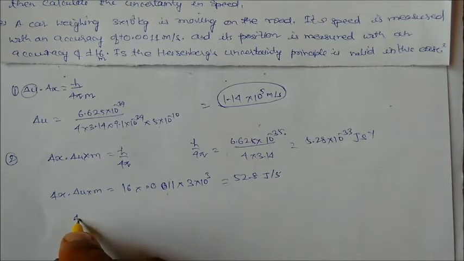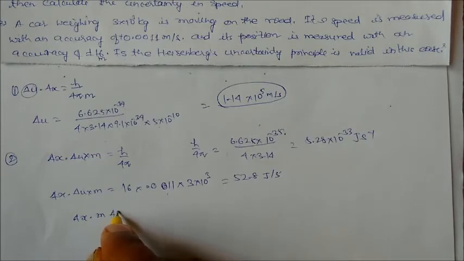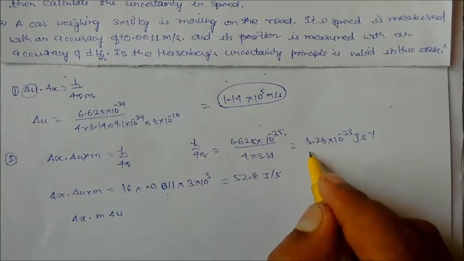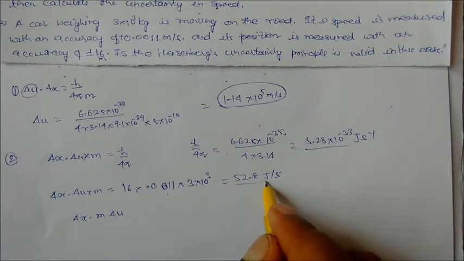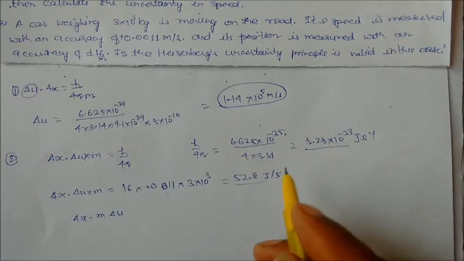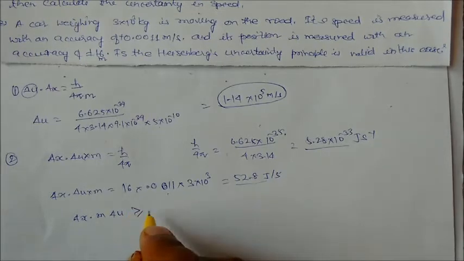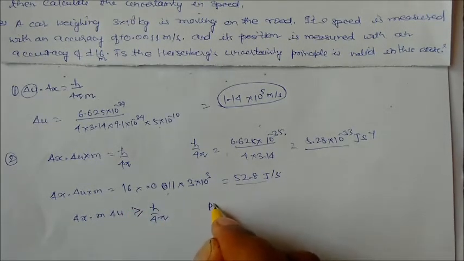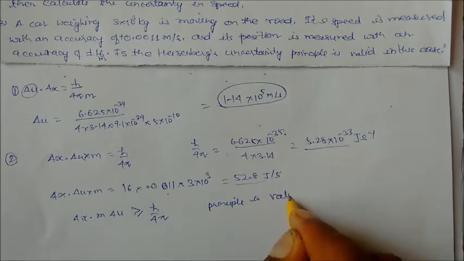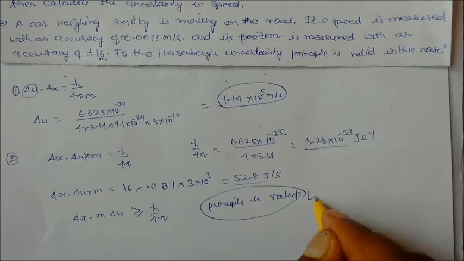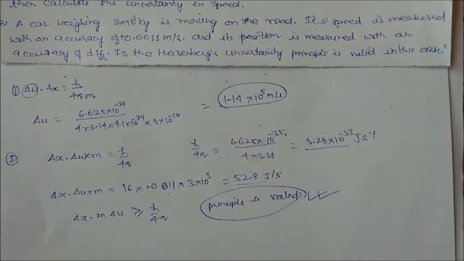So delta x into m into delta u is 52.8, while h by 4 pi is of the order of 10 to the power minus 35. Definitely this is greater than h by 4 pi. This means the principle is valid. So you can say the uncertainty principle is valid in this case.